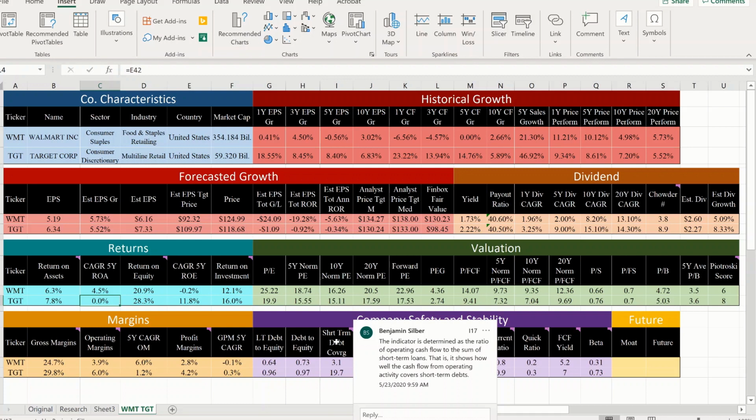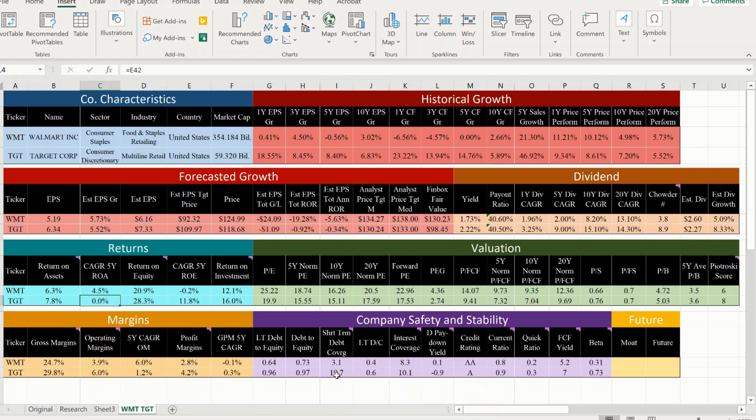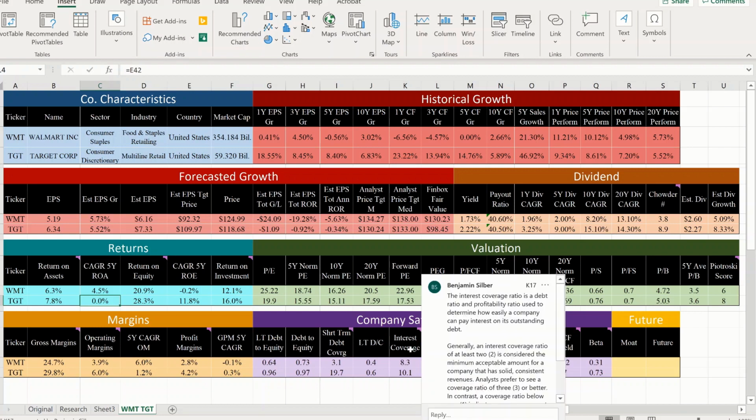I want to see at least a 2, but the higher the better. Both companies surpass this, but Target does so long-term debt 20, whereas Walmart only does so at 3. Is again higher in debt. Similar to short-term debt coverage, interest coverage is used to determine how easily a company can pay interest on its outstanding debt. I like to again see at least a 2, but 3 or more is preferred, and the higher the better. Both are well above a 3, and Target is slightly above Walmart.